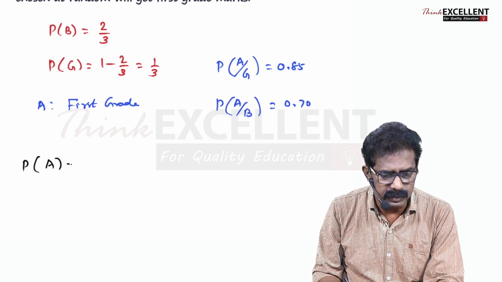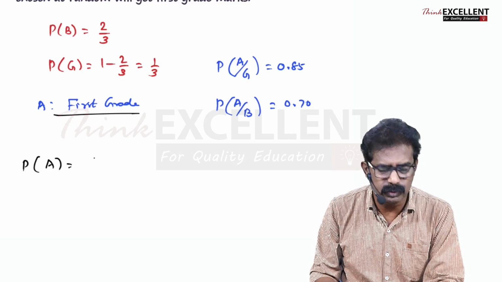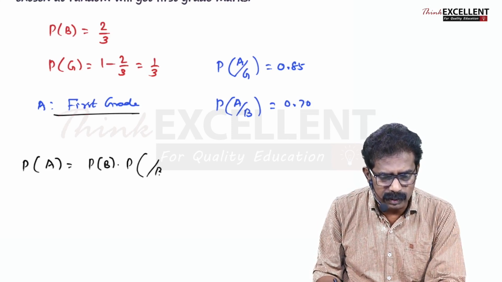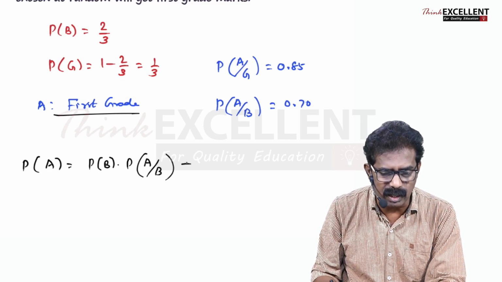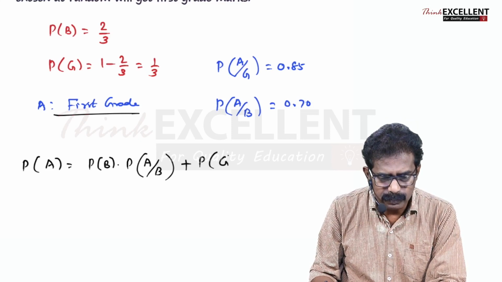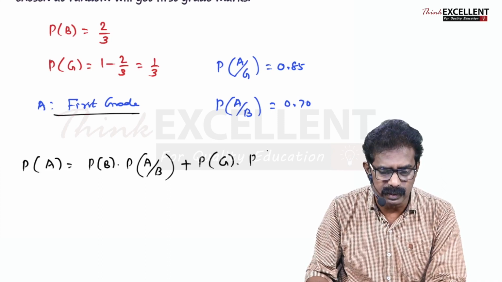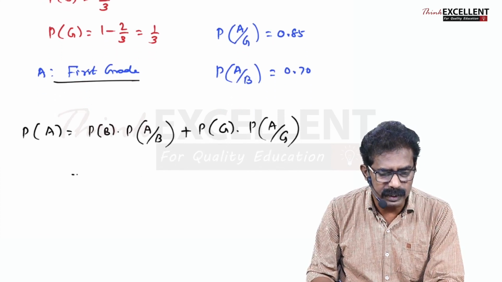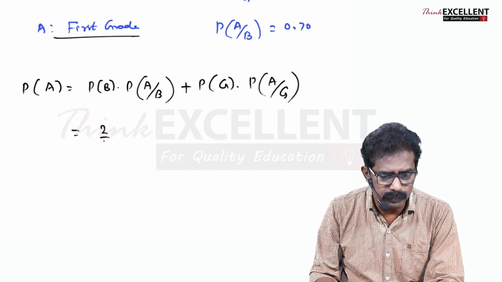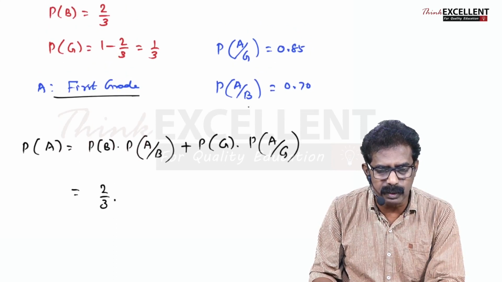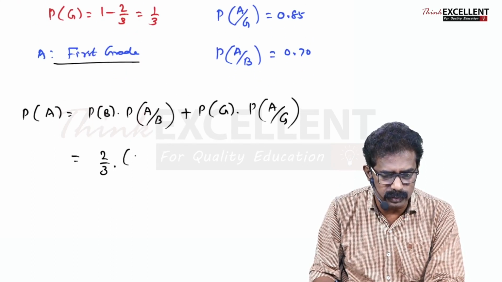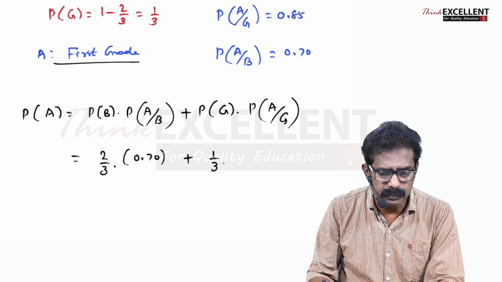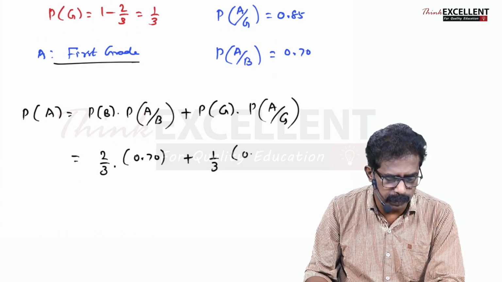Probability of getting a first grade means it is A. First grade only, you take it as A. So two possibilities: selecting a boy and the selected boy is getting first grade, or selecting a girl and the selected girl is getting first grade. Here it means multiplication. Selecting a boy is 2/3, and that boy getting first grade is 0.70. Selecting a girl is 1/3, and that girl getting first grade is 0.85.